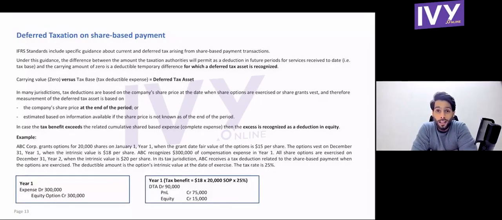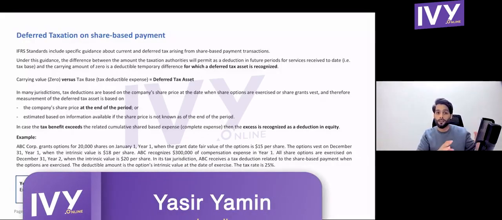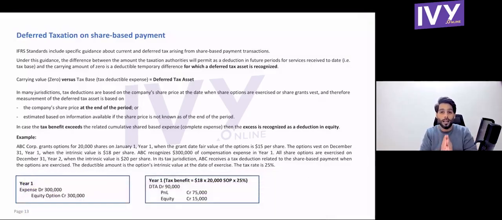So we are continuing IFRS 2. This is one of the most technical topics of IFRS 2, where I combine IAS 12's knowledge, income taxes, deferred taxes knowledge with IFRS 2. This is one area where I have multiple times seen that students often get confused and are very much not clear about how deferred taxation impact should be accounted for in an examination scenario.